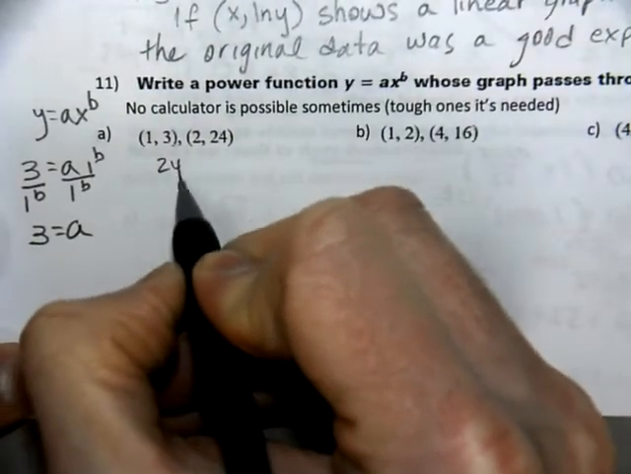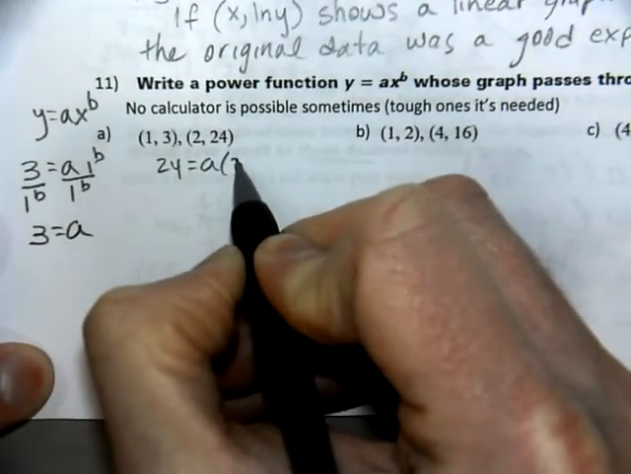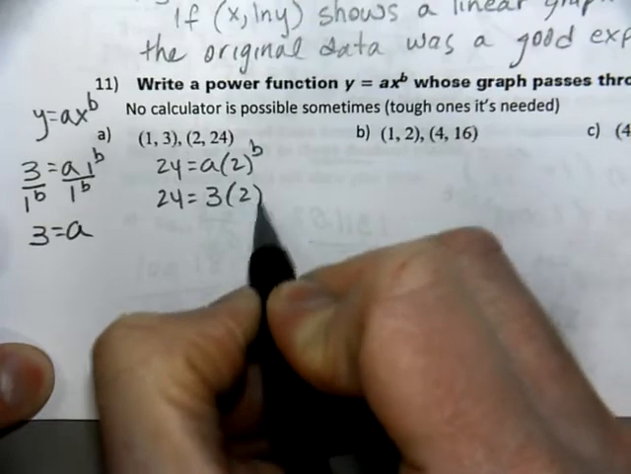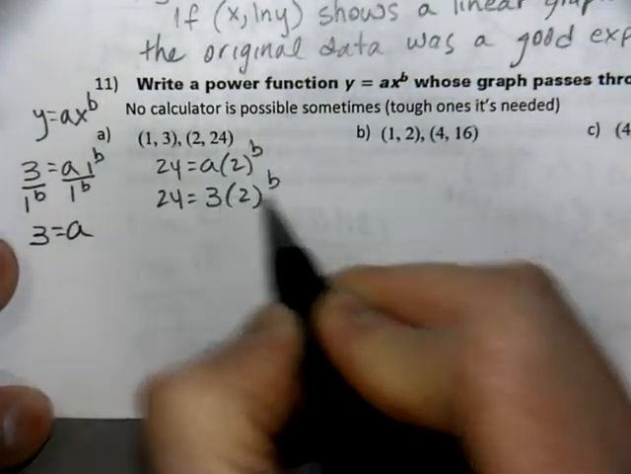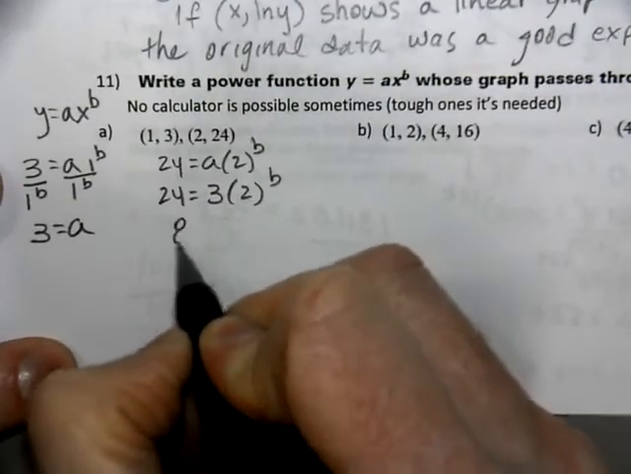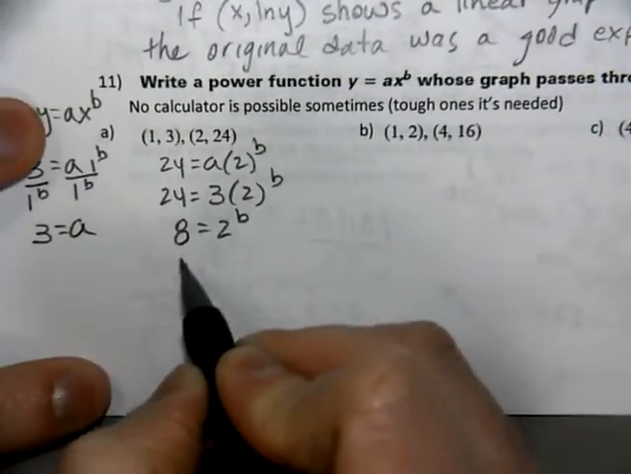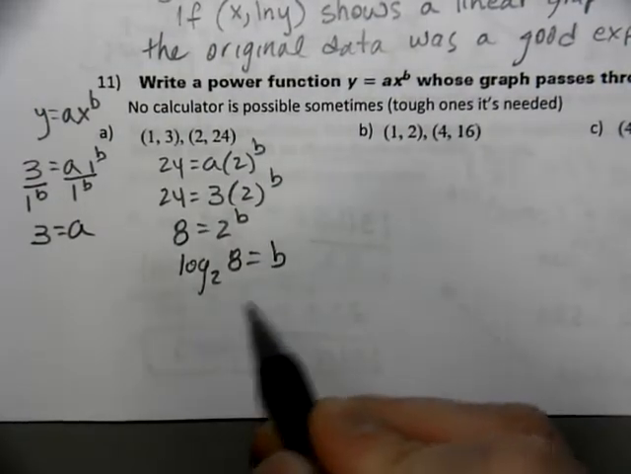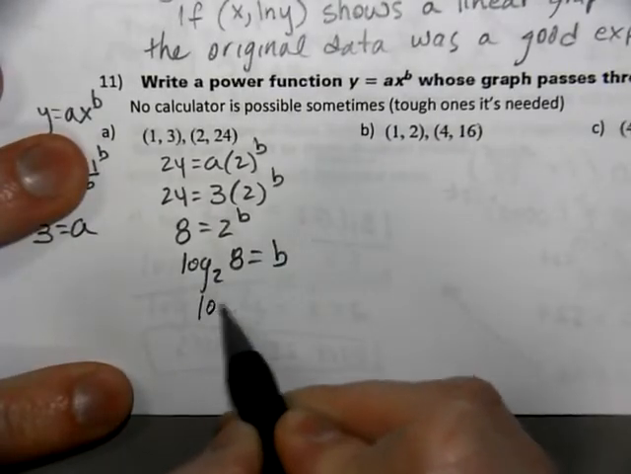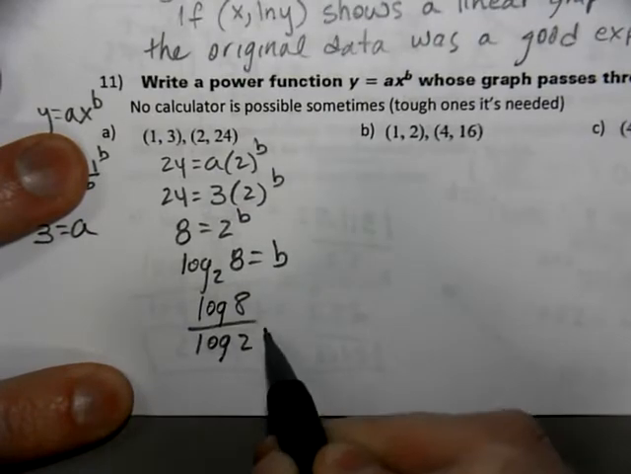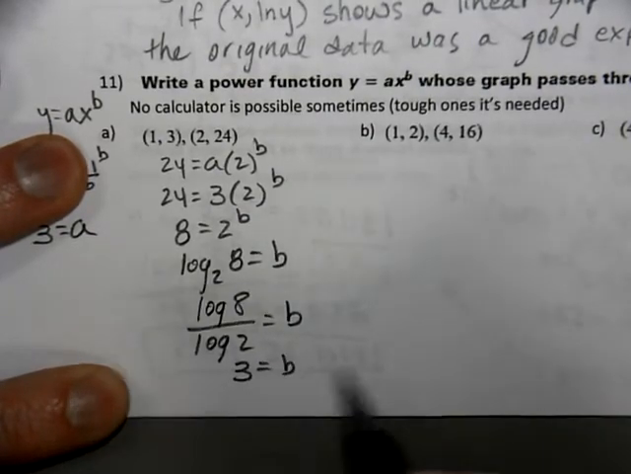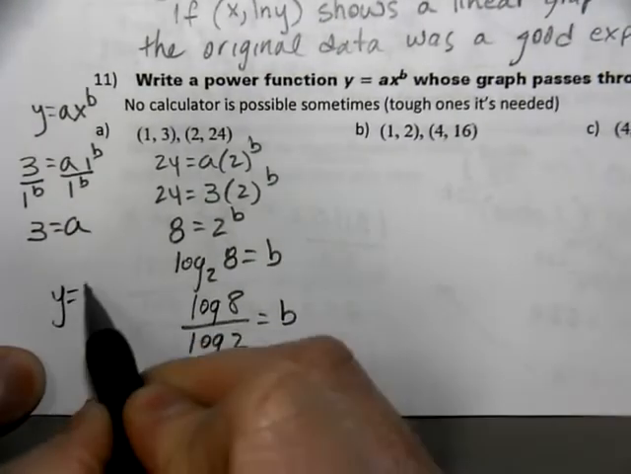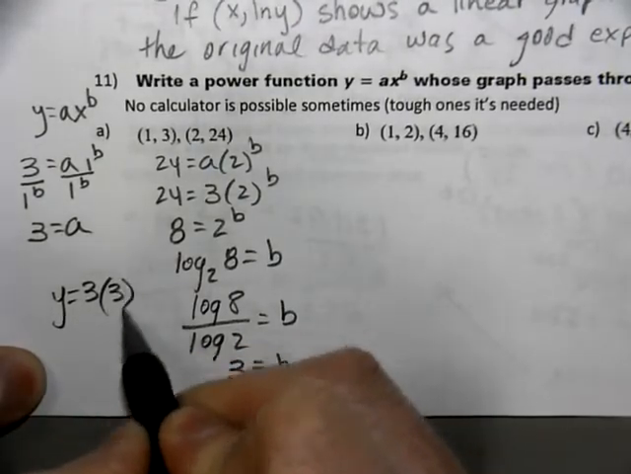Then we're going to take the 24 and we're going to plug in our 3 for the a. You can't multiply to call that 6. You have to divide. And the log base 2 of 8 equals b. And if you don't know what that is, you could do the change of base formula. But hopefully you recognize that that would be 3, of course. 2 to the third power equals 8. So y equals a, which is 3, b, which is 3.